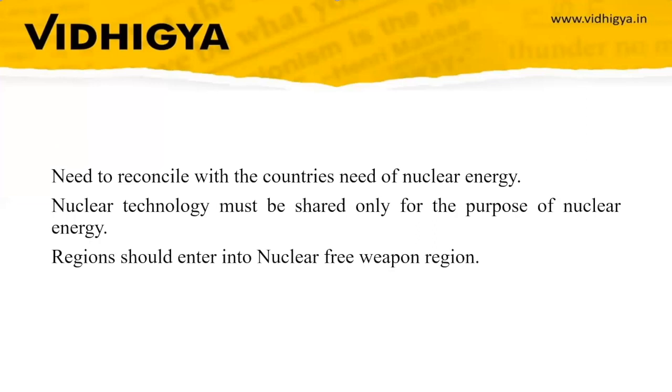Number 2, nuclear technology must be shared only for the purpose of nuclear energy. So the countries which have this nuclear technology capability should not share it with other countries for manufacturing of nuclear weapons. However, it should only be shared for nuclear energy. And another suggestion is regions should enter into nuclear weapon free zones so that they can coordinate with each other in case they have nuclear weapons, and they can go for disarmament.